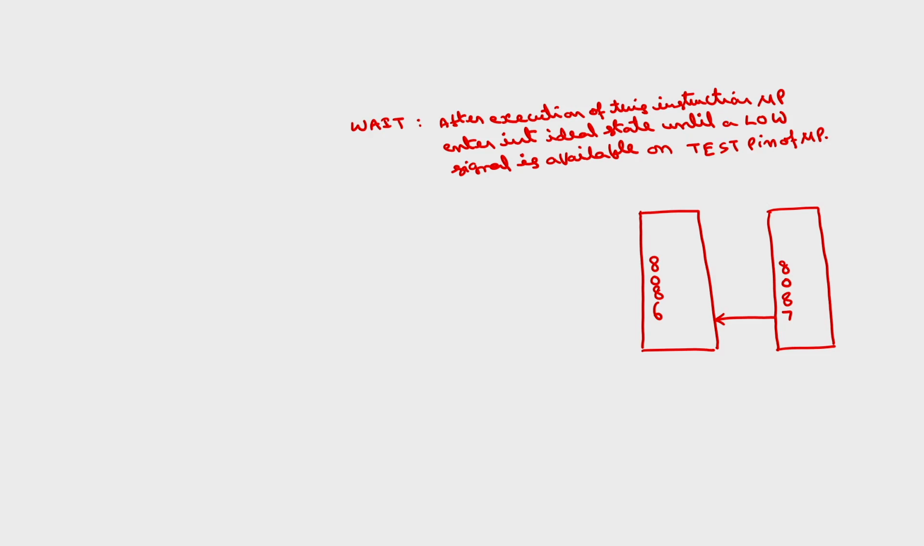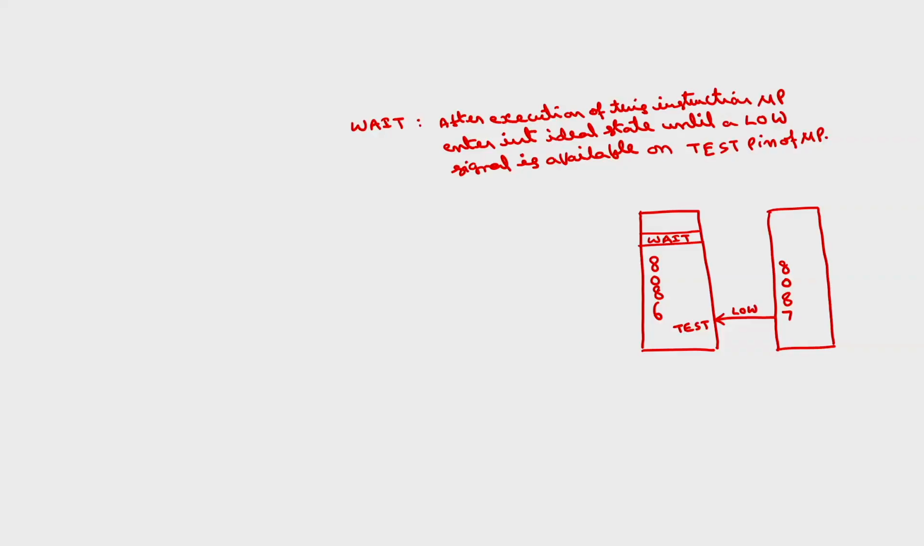We have discussed the various pins of 8086. In that there is one pin which is called test. Suppose the microprocessor executes the wait instruction here. It simply enters into the idle state until there is a low signal on the test pin. It goes on checking this test pin. Whenever the test pin receives a low signal from the external peripheral, that means the function of 8087 or any other peripheral device is over. So it will come out of this idle state and execute the remaining instructions. This is wait.